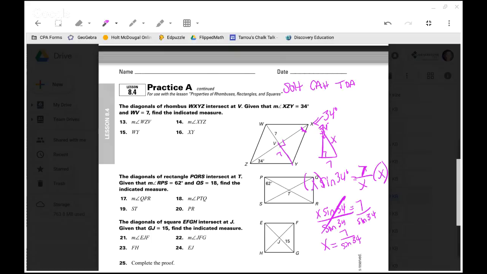No, that's not right. So did you do 7 divided by parentheses? Sorry, that's my alarm. 7 divided by parentheses, sine 34, close parentheses? No, it needs to be 7 divided by the sine of 34.